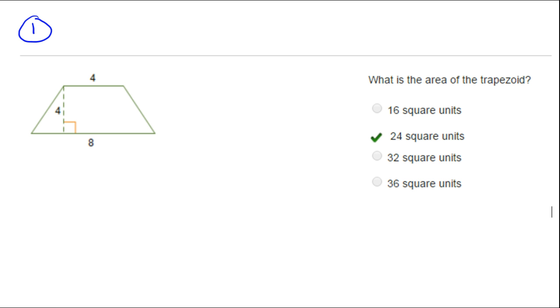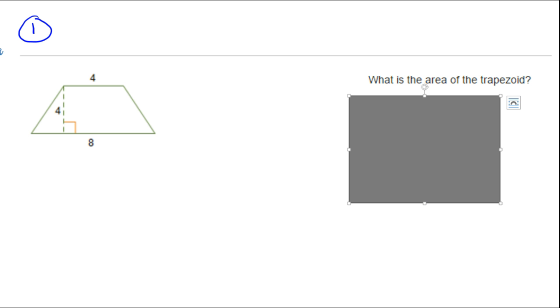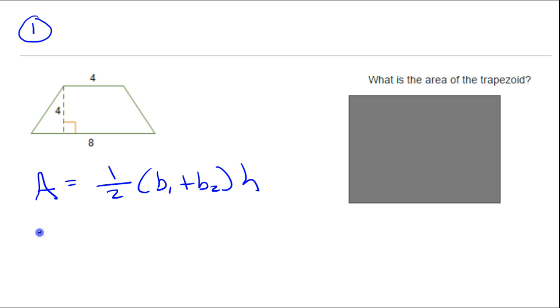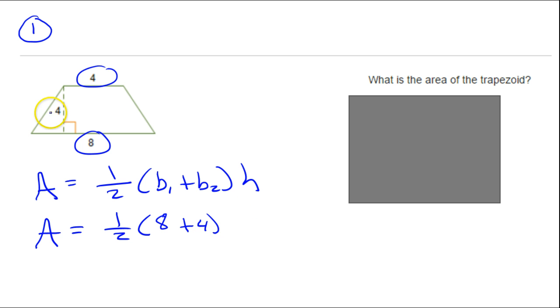Now let's get started. Problem number 1. I meant to cover this up. I guess it's too late now, but whatever. What is the area of this trapezoid? The formula for the area of a trapezoid, as I just discussed, is 1/2 base 1 plus base 2 times the height. It doesn't really matter which one you call base 1 and which one you call base 2. It'll be 1/2 times 8 plus 4, and then the height is 4.